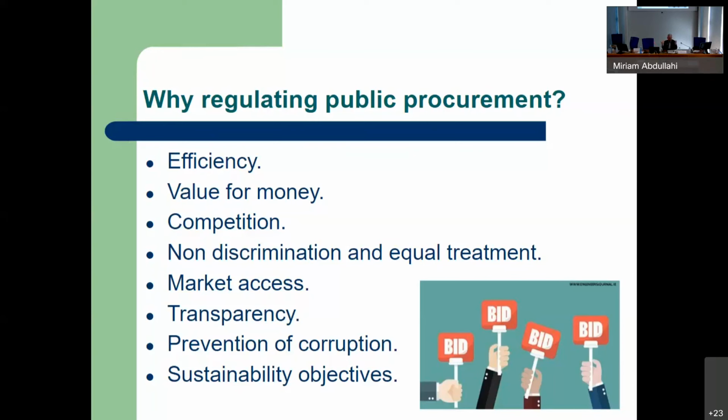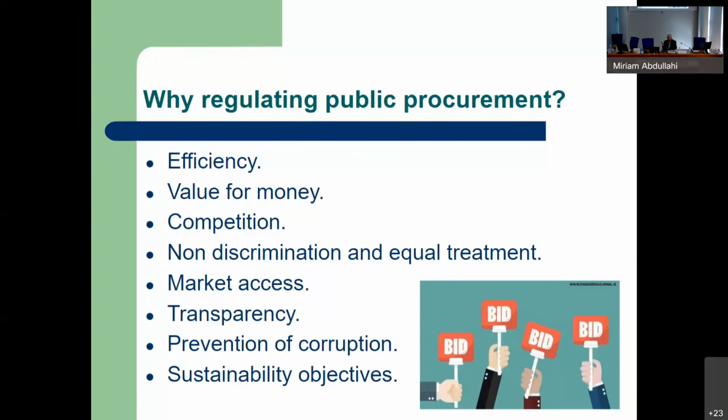Connected to the non-discrimination idea is market access. So procurement law, at least when it comes to international trade law, the procurement chapters of international trade law or EU internal market law, is always there also to ensure that bidders from other member states have access to the procurement market in each member state. Yeah? Transparency is the next one.